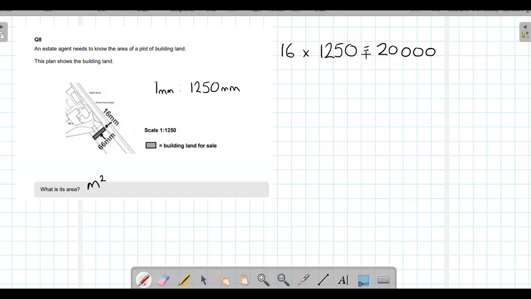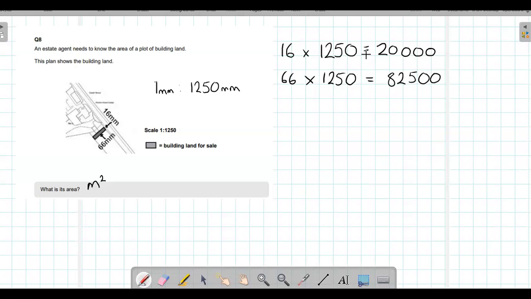Okay, so the other one we would do, the other dimension, 66 millimetres, I would do exactly the same. 66 times 1,250. Type it into the calculator, and the answer that I get is 82,500. Okay, so we've got a couple of things going on here now.